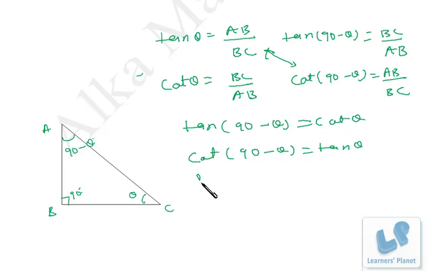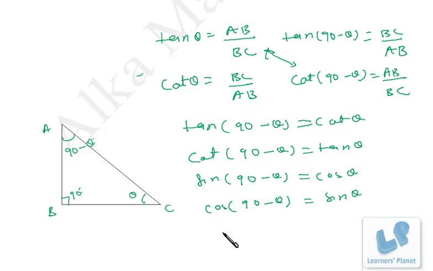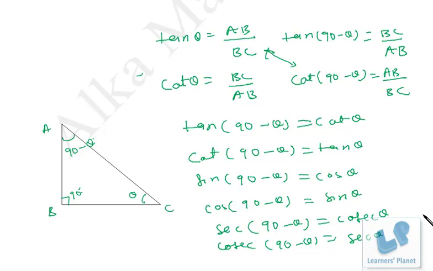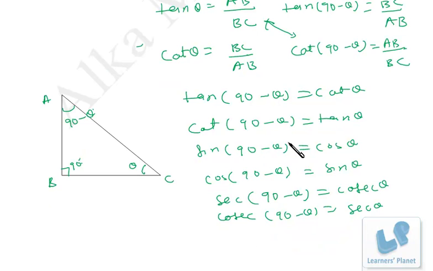And we derived sin 90 minus theta is equal to cos theta, and cos 90 minus theta is equal to sin theta. Similarly, you can derive sec 90 minus theta is equal to cosec theta, and cosec 90 minus theta is equal to sec theta, right? So all these six relationships are important, right? Now where and how they are used, we will see by taking some examples and questions based on these properties.